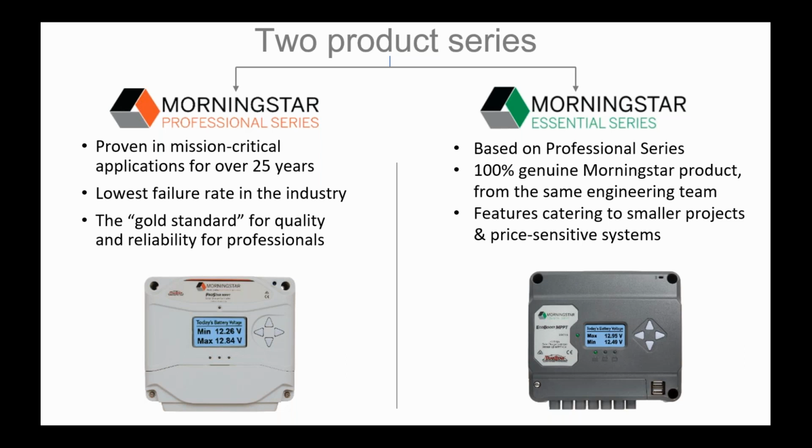You can see here that Morningstar has two product series. The Professional series contains products that are offered globally in every country. Many of the Professional series controllers have communications and data logging capabilities, as well as special certifications that are not found in other charge controllers. Then on the right, you see the Essential series. This is a line of Morningstar controllers that's based on the Professional series, but with features catering to smaller residential or recreational projects rather than industrial commercial systems that might require special certifications or data communications capabilities. And unlike the Professional series, the Essential series is not offered in the US and Canada.